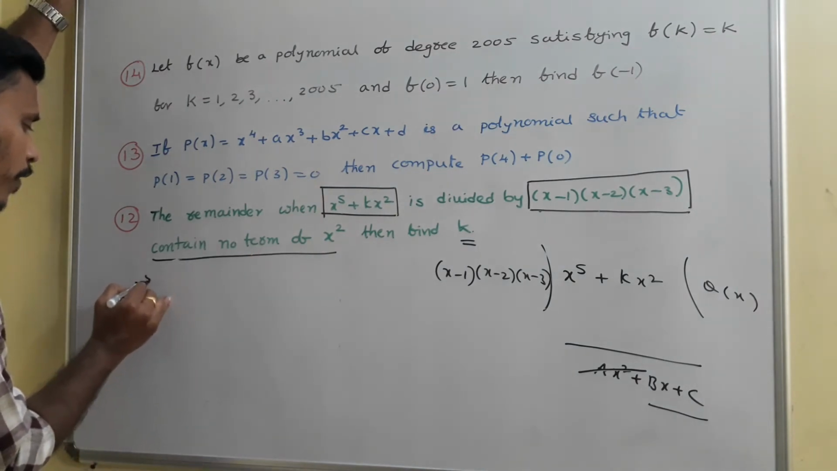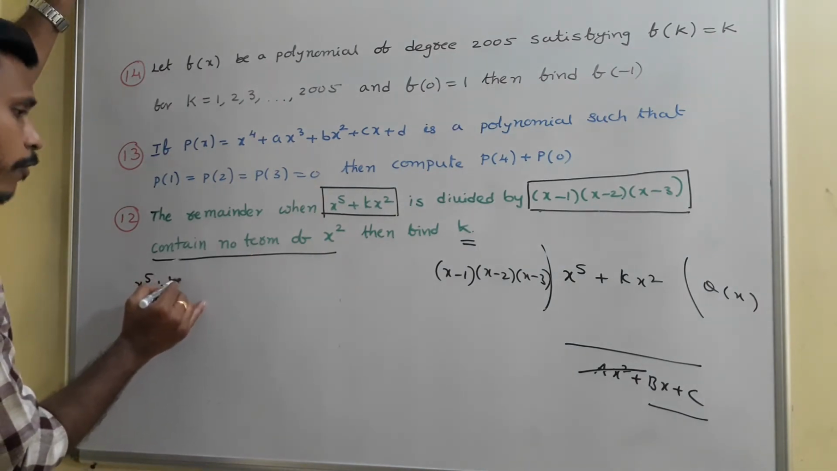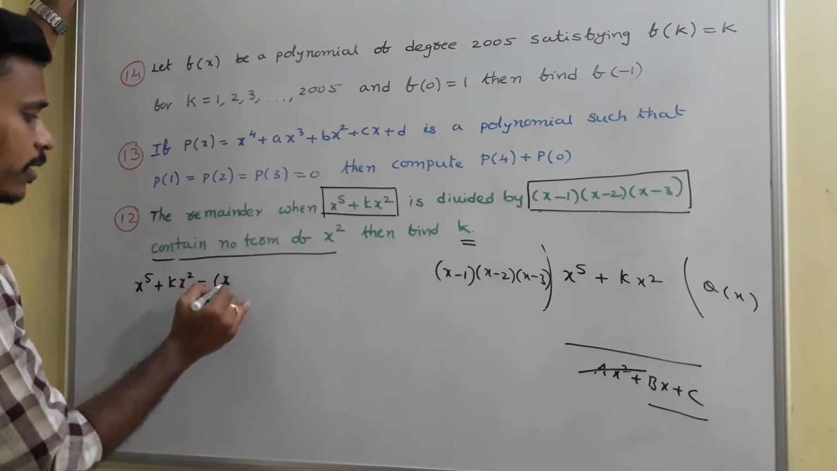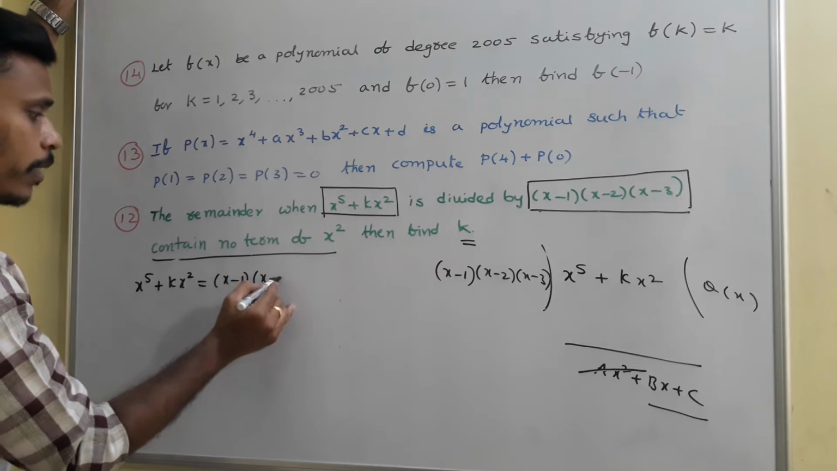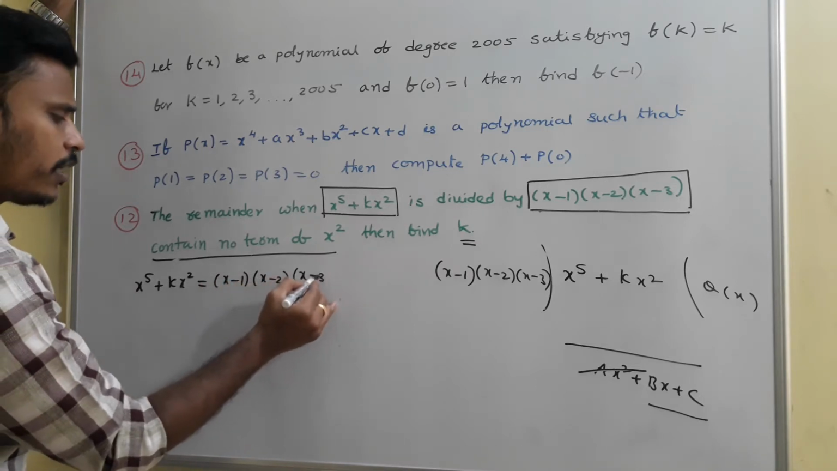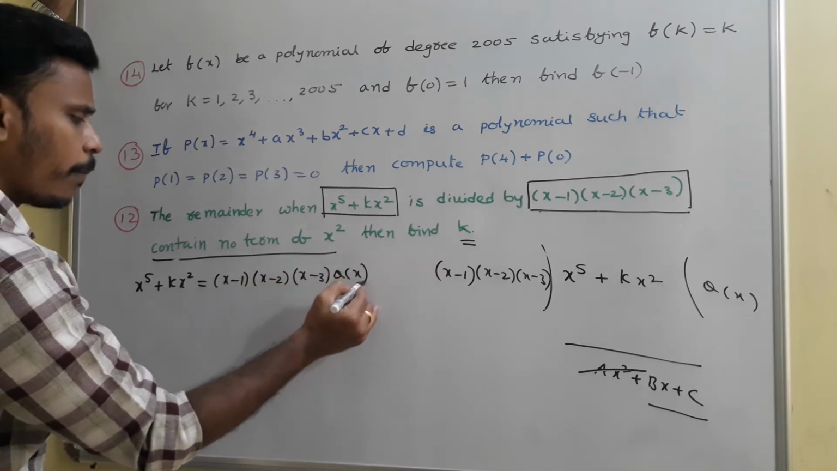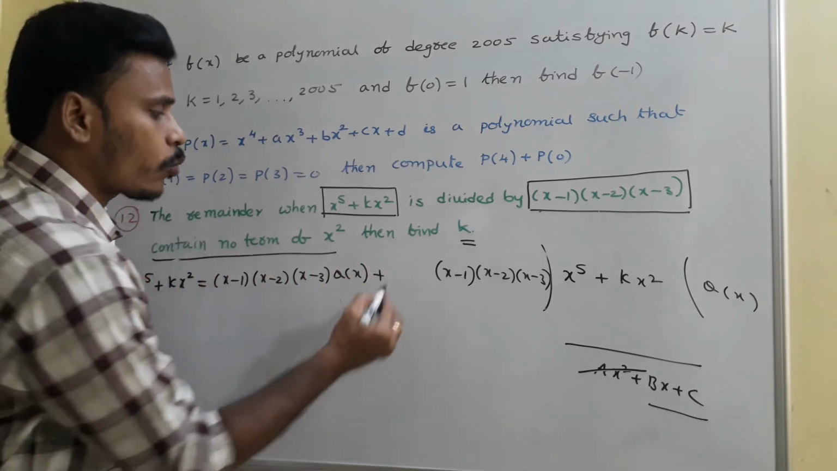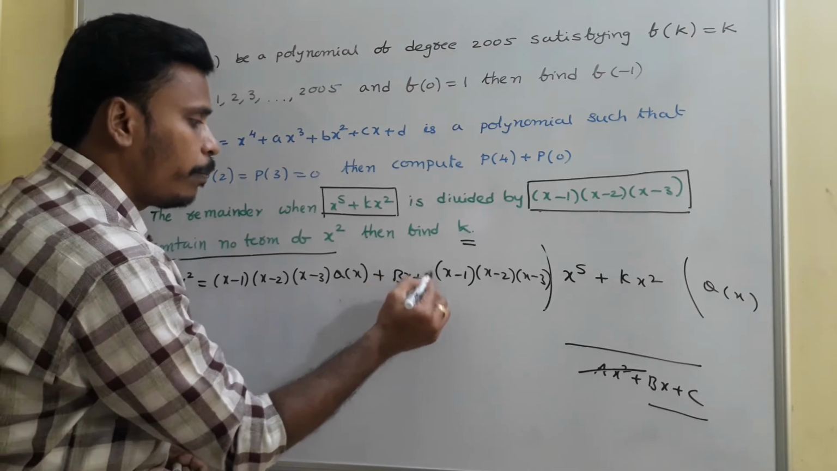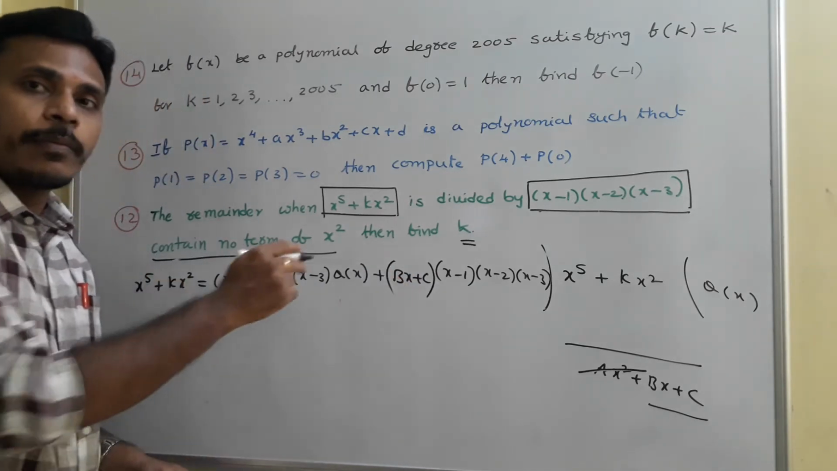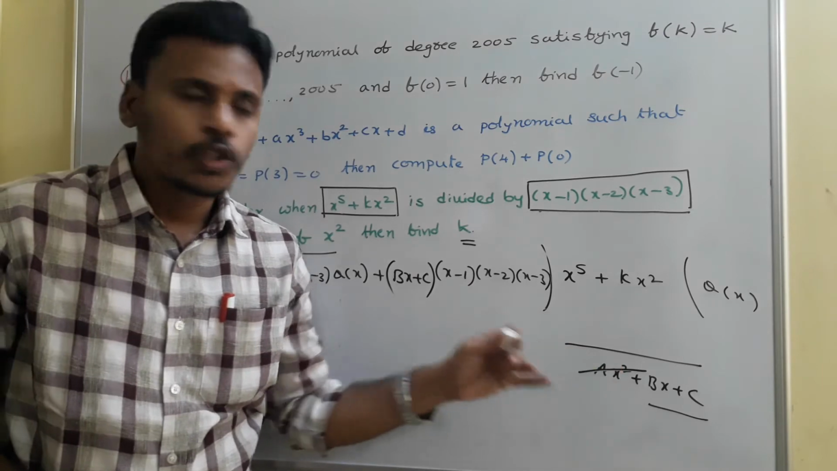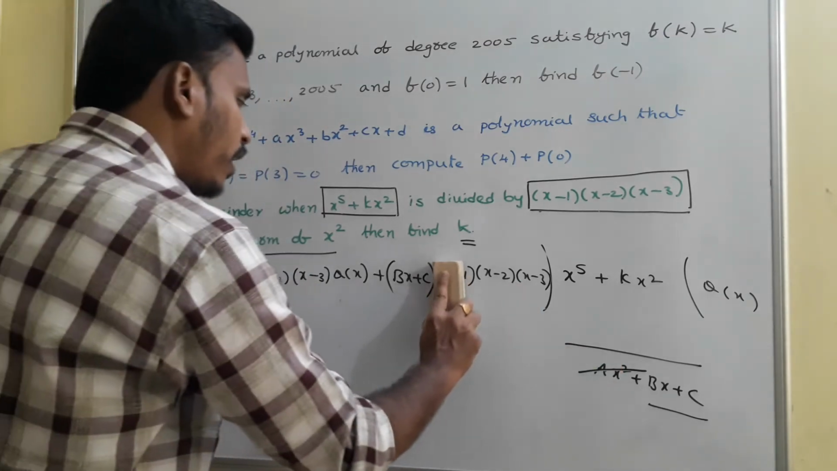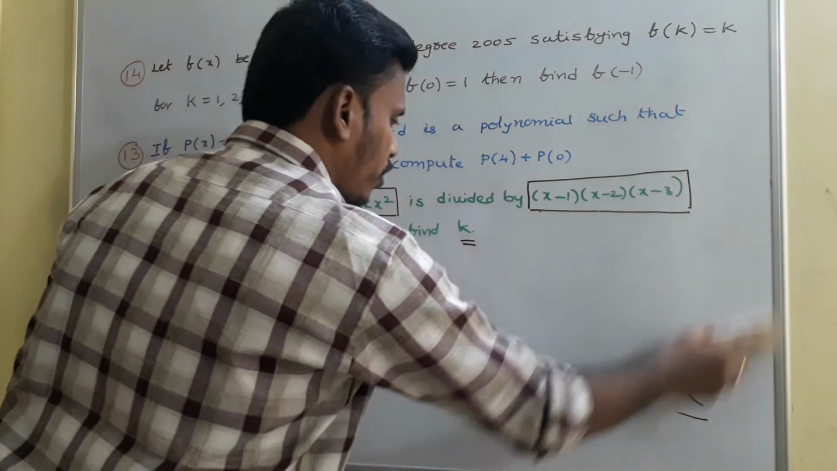Then by the statement of the division algorithm, the dividend x power 5 plus kx square is equal to the divisor, what is that? x minus 1 into x minus 2 into x minus 3 into q of x plus the remainder, which is simply bx plus c. So this is the statement of the division algorithm from that division. I am erasing the division for space concerns. Our target is to find the k value with this discussion.